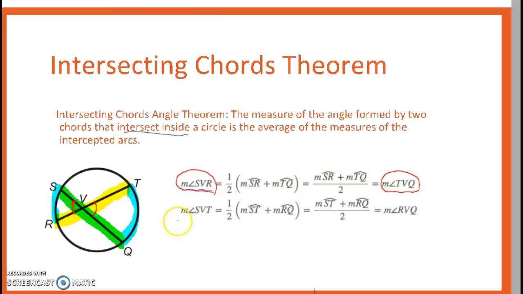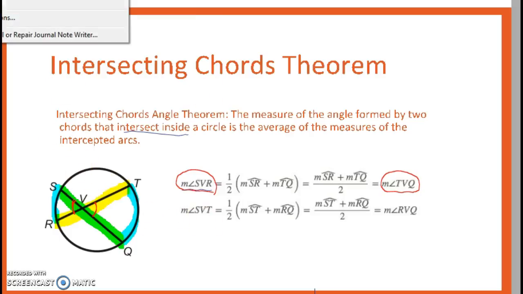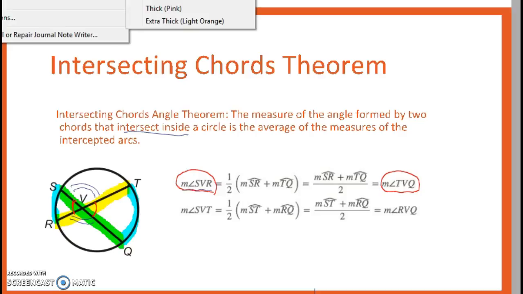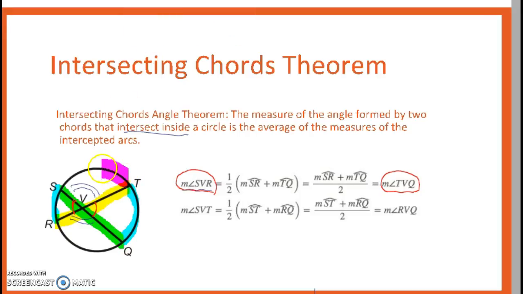I could also do the same thing with the other pair of angles. Let's say that I was looking at this angle here. Well, that is a vertical angle to this one over here, so the same rule applies. Only this time I'm averaging the other two arcs. So arc ST and arc RQ. And that would be these angles here.